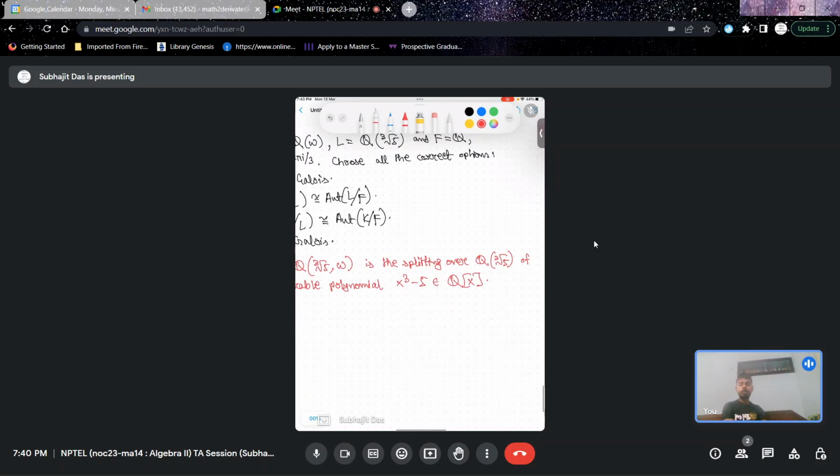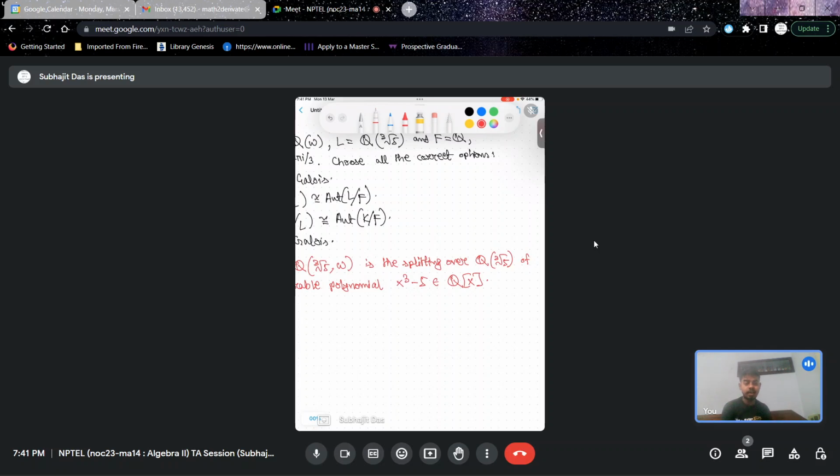The roots of this polynomial are cube root of 5, cube root of 5 omega, and cube root of 5 omega square, and the splitting field exactly looks like Q adjoin cube root of 5, cube root of 5 omega, cube root of 5 omega square. Okay, and this is equal to Q adjoin cube root of 5 comma omega, right? You can easily check this. So Q adjoin cube root of 5 comma omega is the splitting field.